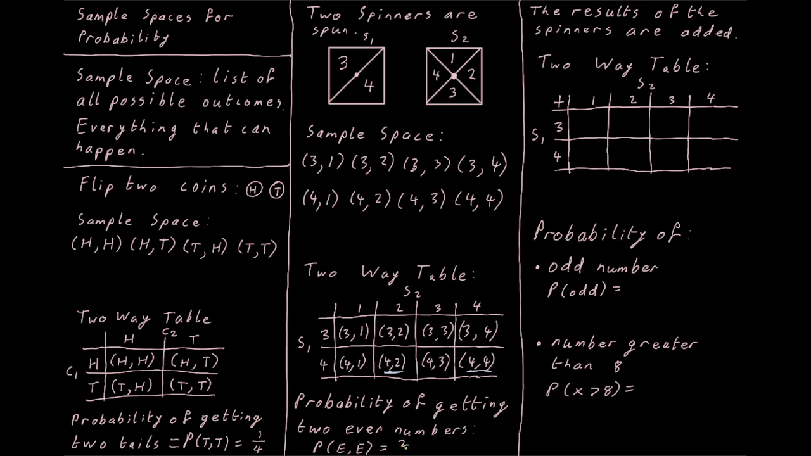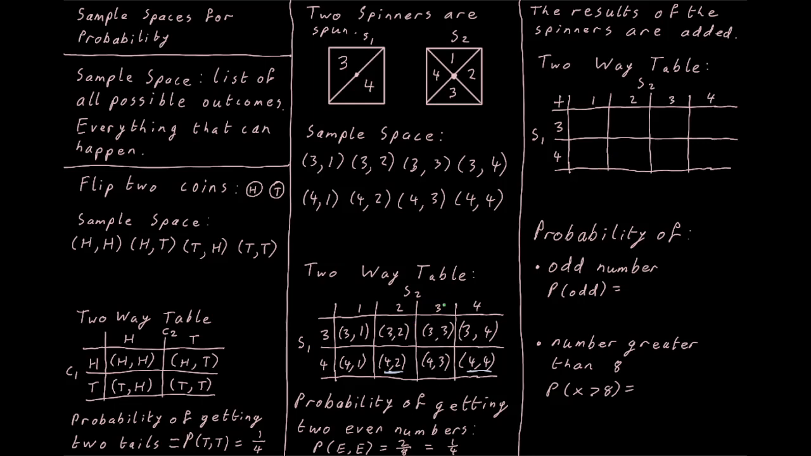So 2 out of my 8 outcomes I would be happy with. So that simplifies to a quarter. A quarter of the time I would get what I want. So a probability of getting two even numbers would be 2 out of 8. And I can see I have 2 outcomes here and 4 outcomes here. In total I have 8 outcomes. And I can do that by saying 2 by 4 would give me 8 total possible outcomes.